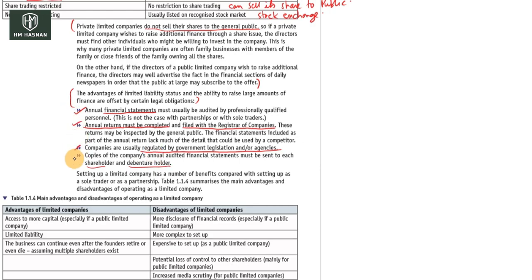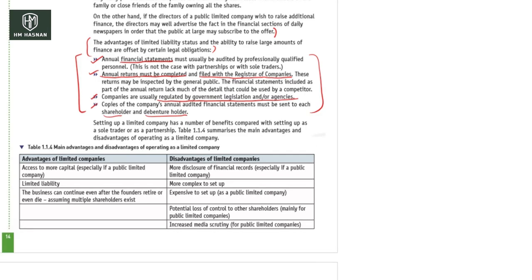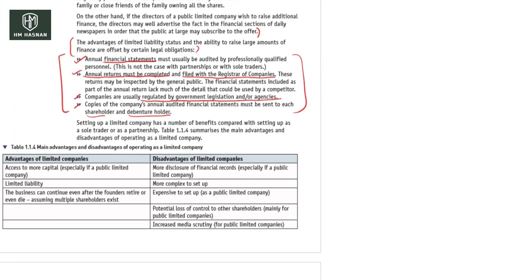Here are the four legal requirements which a limited company must abide by. You can say this is a disadvantage of the limited company. Although the limited company has the advantage that its liability is limited, it has other obligations that a public company has to follow. Got it? Any question at this stage you can ask?